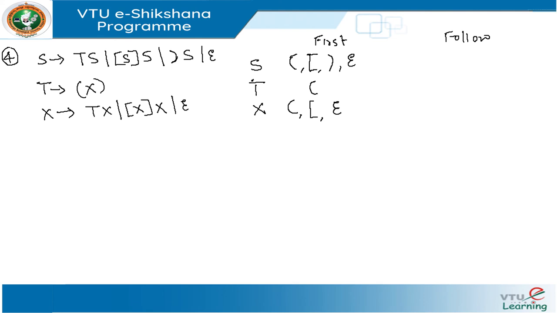So let us consider the non-terminal S. S is the starting symbol of the grammar, hence dollar is present in the follow set of S. Then if we consider the second alternative here, closing square bracket is following S, hence closing square bracket is present in follow set of S.